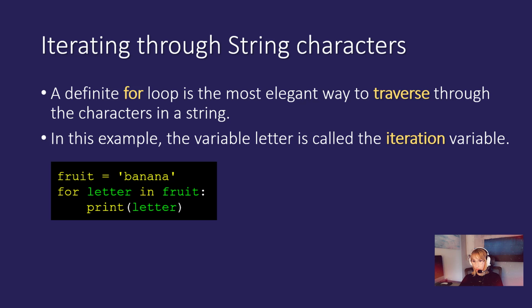A lot of computations involve processing a string one character at a time. Often they start at the beginning, select each character in turn, do something with it, and continue until the end. This pattern of processing is called string traversal. One way to write a traversal is with a definite for loop. In this example, the letter variable is called the iteration variable and repeats the print command for each letter in the fruit variable.